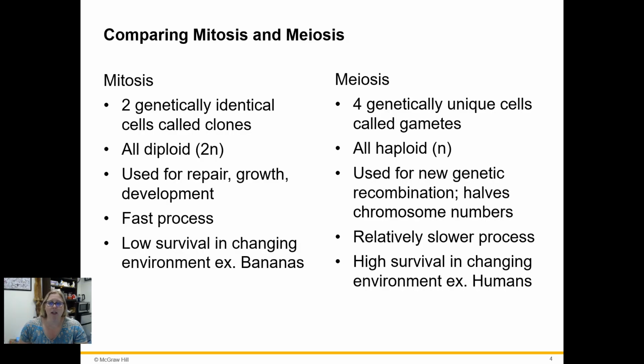Meiosis, on the other hand, while it gives us unique genetic recombination and halves the number of chromosomes, resulting in haploid gametes, is a relatively slower process, generally speaking. If I say a bacteria reproduces asexually and humans reproduce sexually, there's a very big difference in generational times, and we'll talk about that a little bit more in evolution. This does often result in high survival in a changing environment because individuals are more likely to have variations that will allow them to adapt to that change.